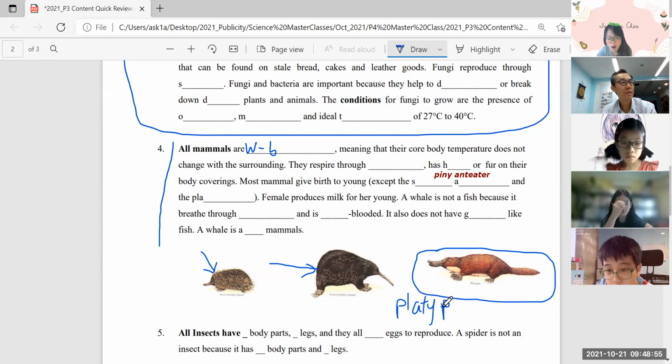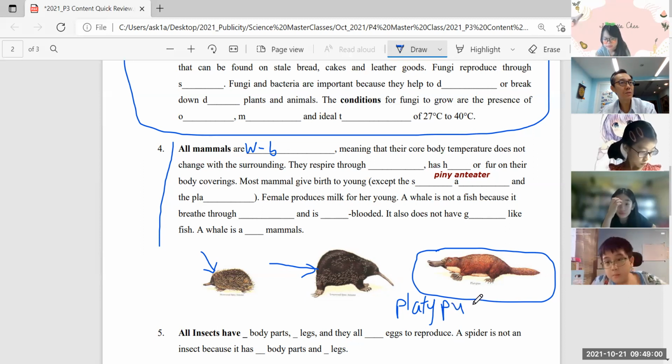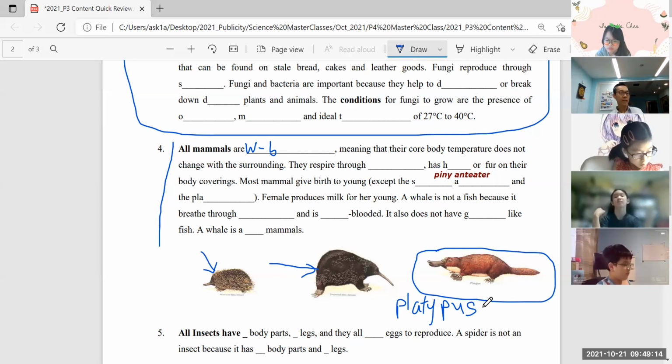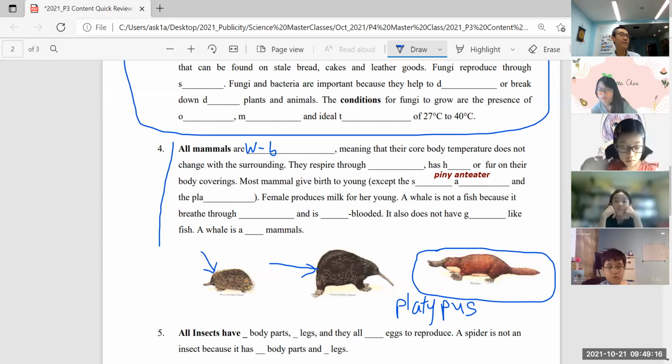Platypus. Okay, can I check with you? Last year when you were in P3, did your teacher show you these two animals? No, only at P4. At P4, then they show. Yeah. By the way, this is under animal classification. It's a P3 topic. Okay, never mind. As I show you here already, this one.